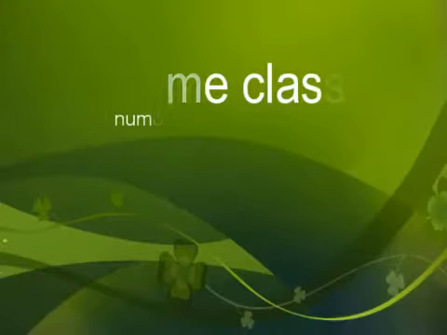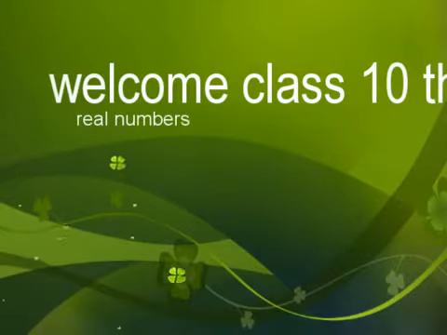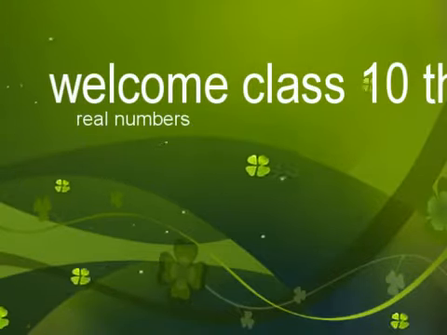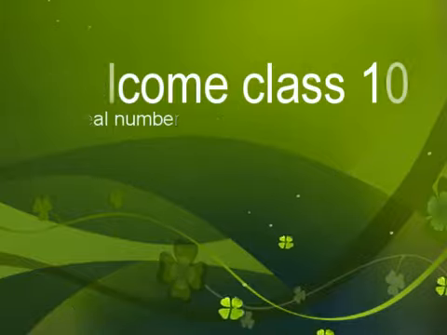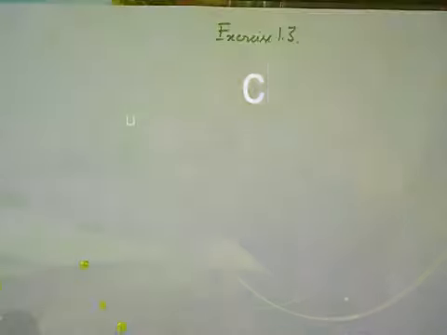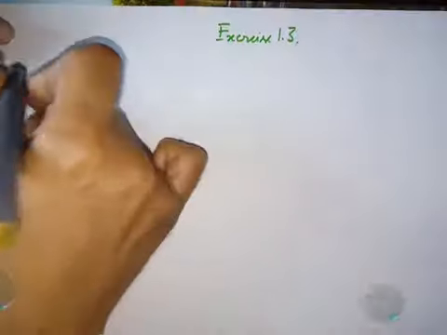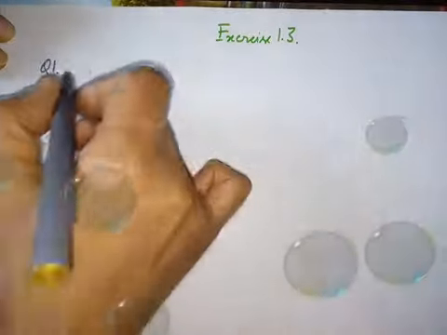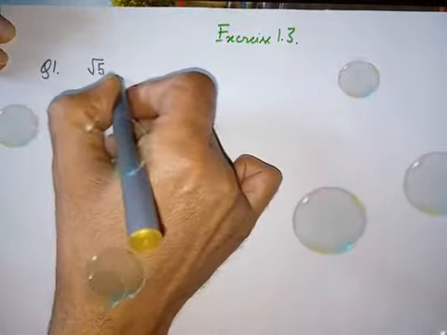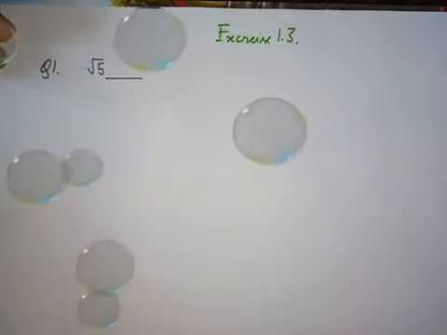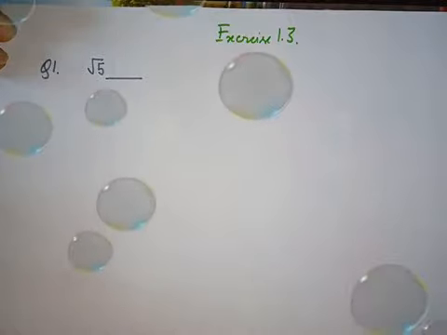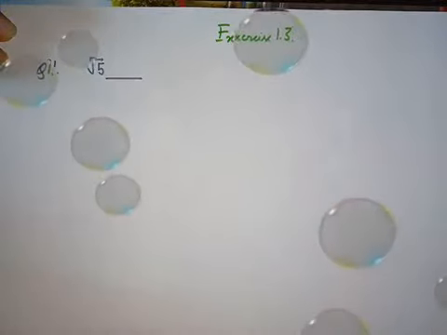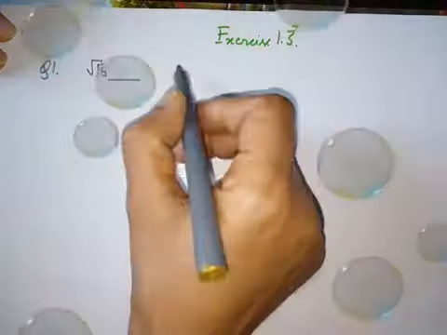Move to exercise 1.3. Exercise 1.3 and question number 1. Now what we have to do in question number 1 is prove that root 5 is irrational. I don't think any one of you will have any problem in proving that root 5 is an irrational number. So this you have to do yourself.